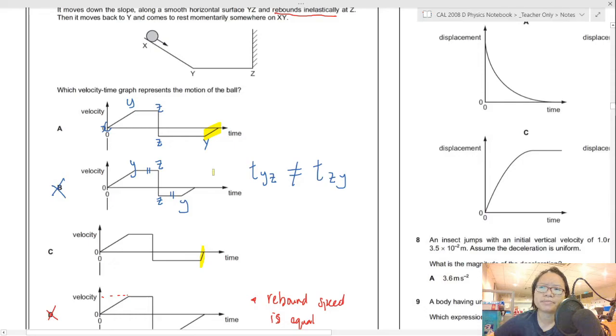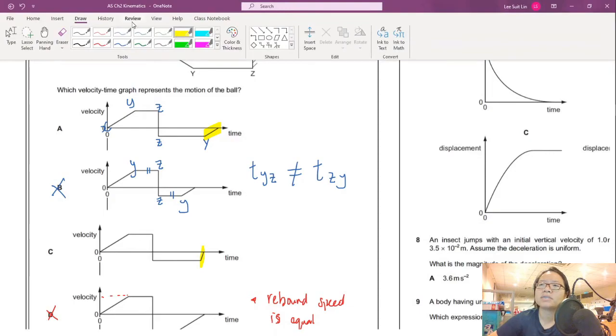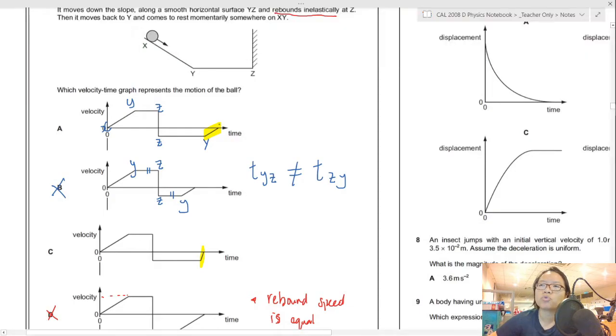Which one? Do you think it's the right one? Okay, well, why does the speed decrease? Because now you're going to roll back up. Like it moves back to Y, comes to rest momentarily somewhere on XY. So I don't know, maybe X prime. Okay, so this is X prime and this is X prime.